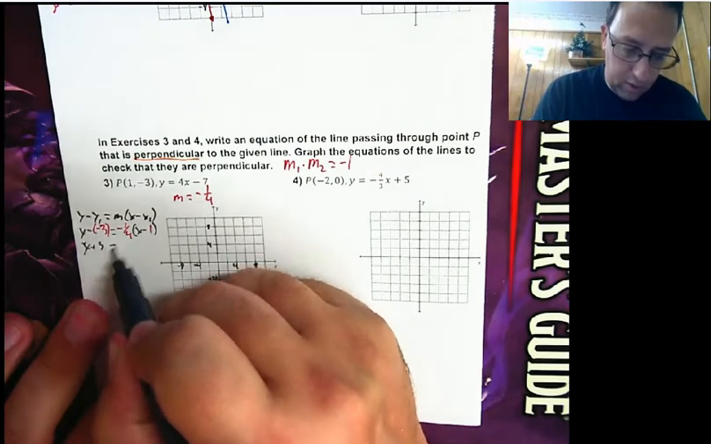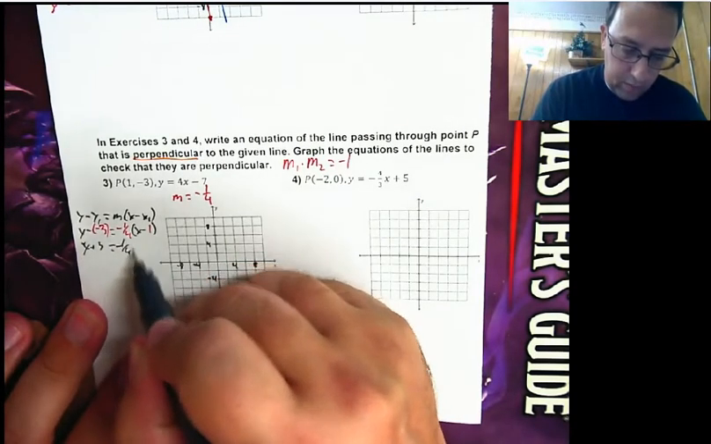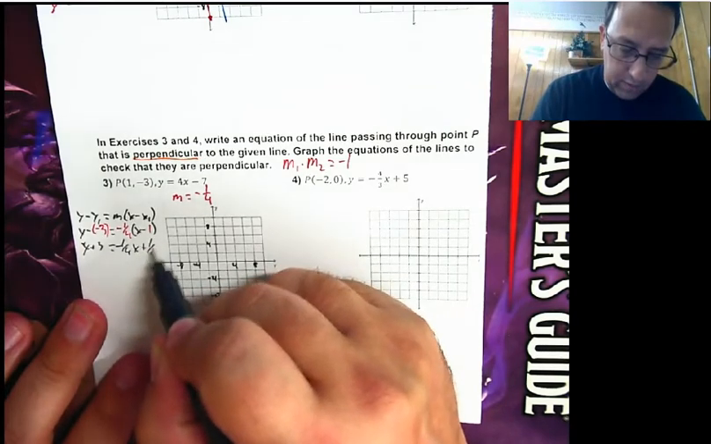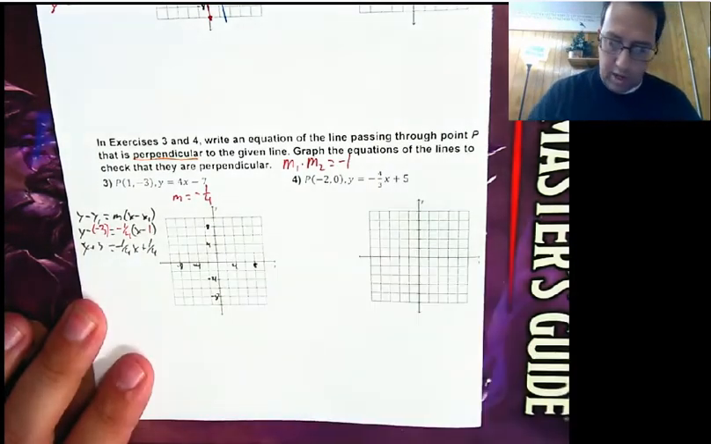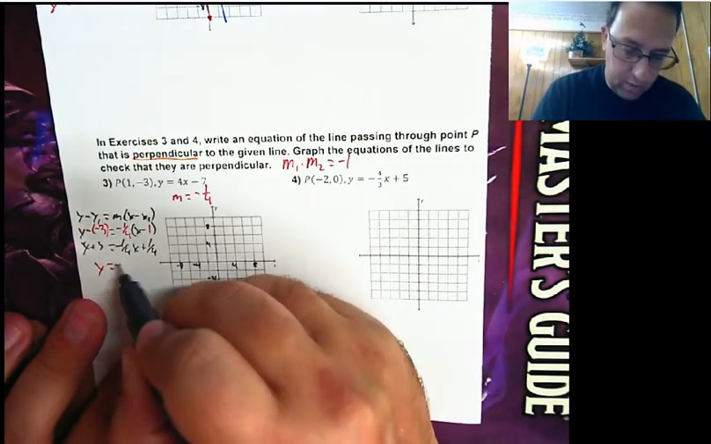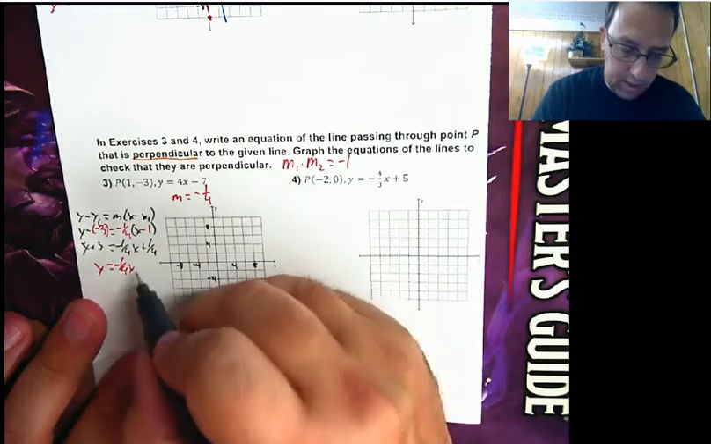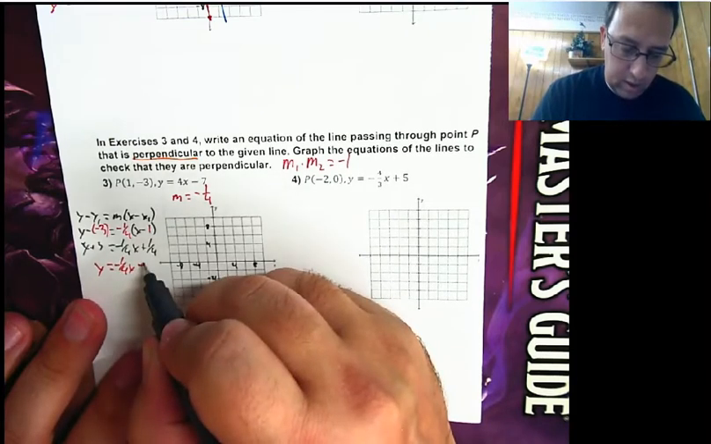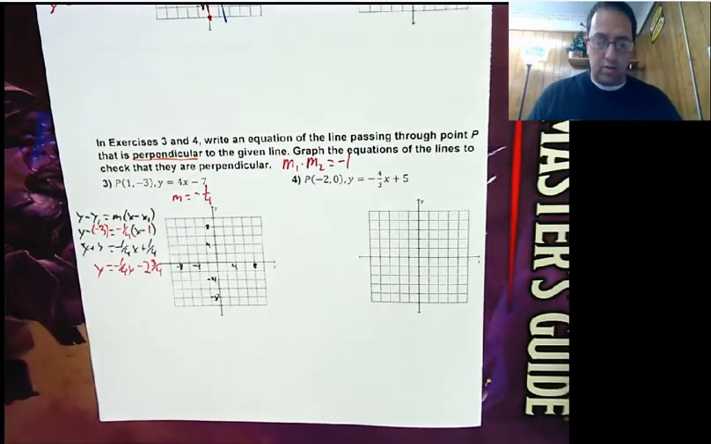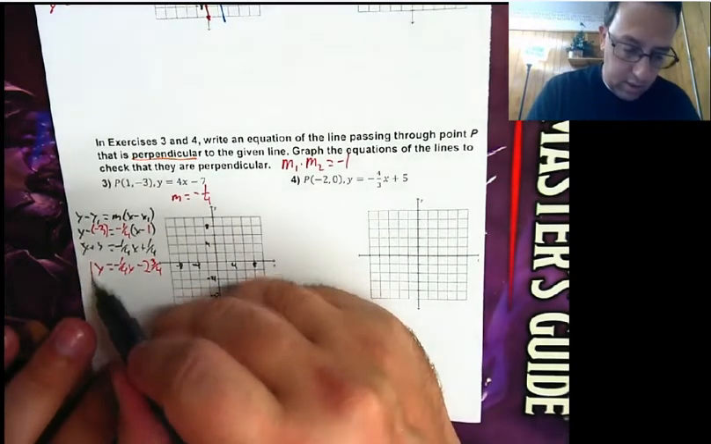y + 3 = -1/4 x. Distribute that in, so that would be plus 1/4. Subtract 3 from both sides, and y = -1/4 x minus 2 and 3/4. We're subtracting 3. And this is the equation.